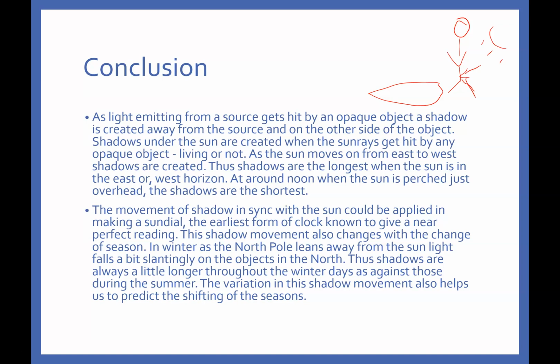This shadow movement also changes with the change of season. In winter, as the North Pole leans away from the sun, light falls a bit more slantingly on the objects in the north. Thus, shadows are always a little bit longer throughout the winter days as against those during the summer. The variation in this shadow movement also helps us to predict the shifting of the seasons.